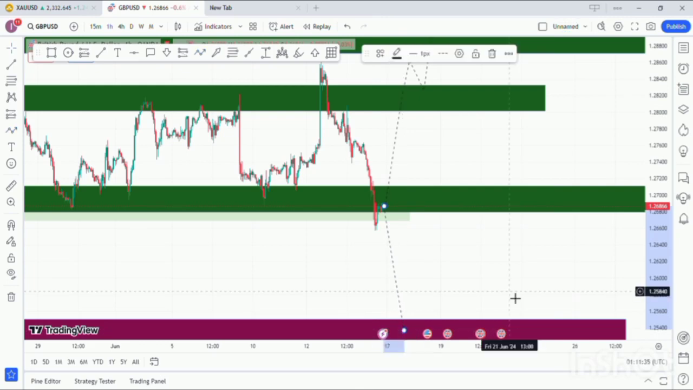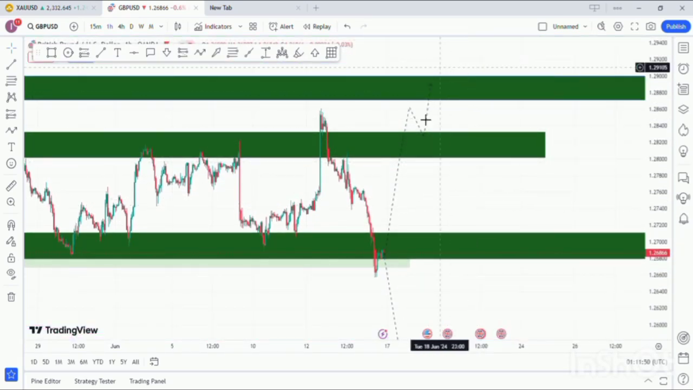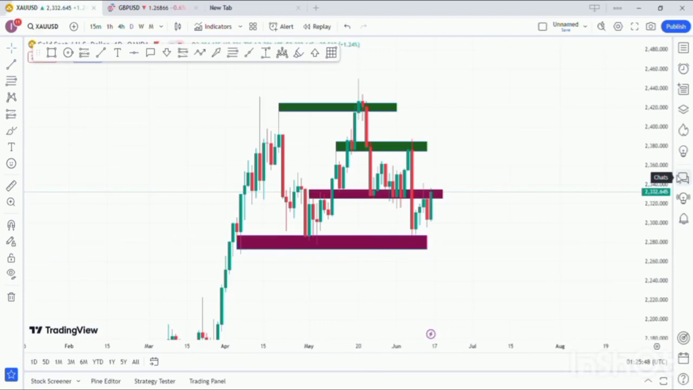So guys, generally on GBP USD, we're expecting a continuation to the downside, to the next support zone just below. But on the flip side, if price decides to continue upward, we'll be expecting price to respect either of the resistance zones just above.